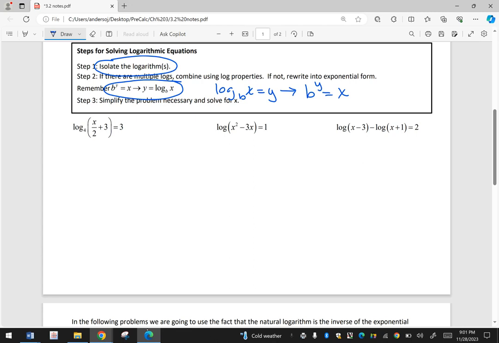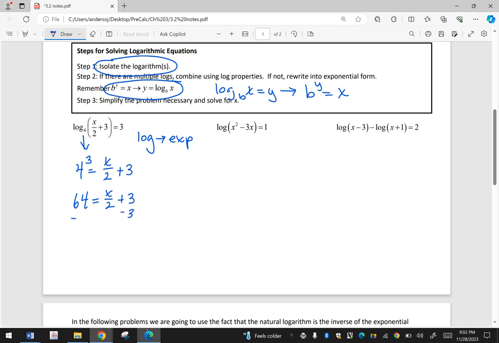All right, so here, again, I would try to isolate the log. So the log currently right now is by itself. So since it's already isolated, I now have a log that I need to turn into an exponential. So again, the base of the log becomes the base of the exponential. The outside comes in and the inside goes out. I will use a calculator to calculate 4 to the third, which is 64 equals x over 2 plus 3. And then I will just finish up solving like a simple algebraic equation.